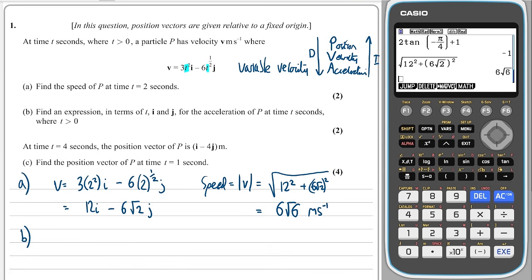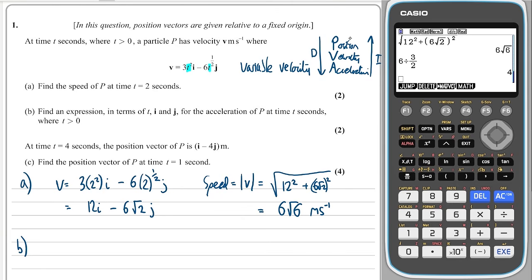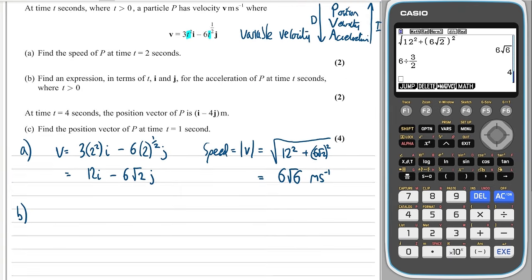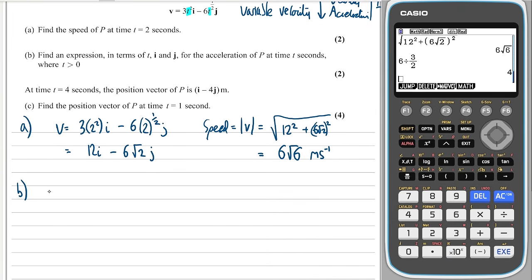So if I want to work out the acceleration, I need to differentiate. Now when I use PVA, or differentiation or integration with vectors, I always like to write my vectors in column form. I find it much easier and I'm much less likely to make mistakes, so I'd recommend it. So 3t squared and minus 6t to the half. And we don't need to write the i's and j's because the position in the column tells us which direction they're moving in.